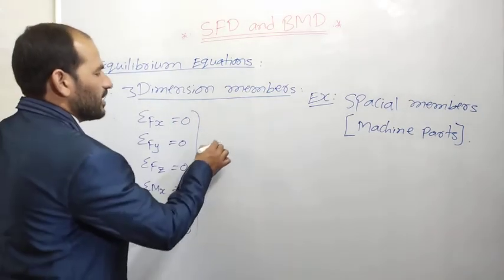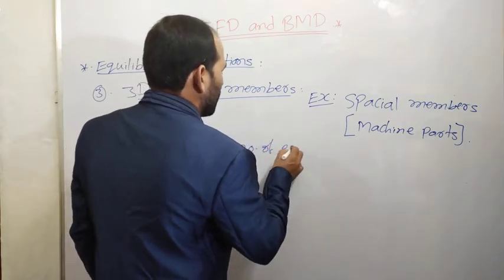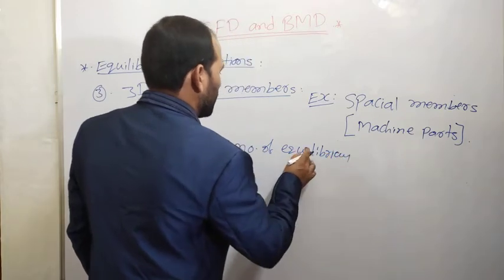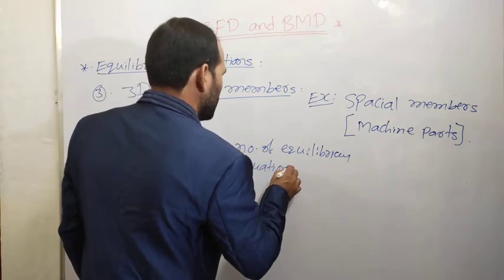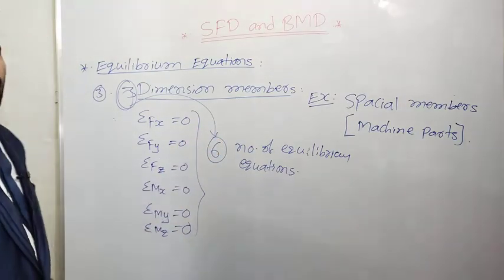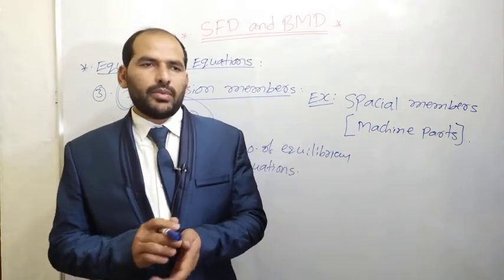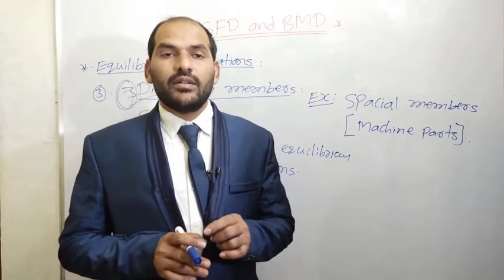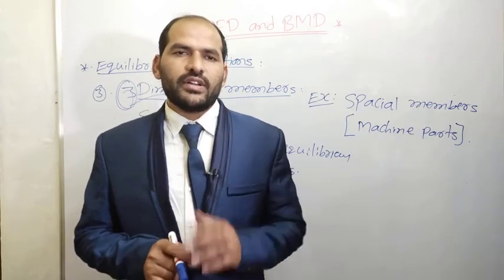Here the number of equilibrium equations is 6. In three-dimensional members, there are 6 equilibrium equations. Alright? So here, once more remember this: what is a beam? A member subjected to lateral load, or transverse load, is called a beam.